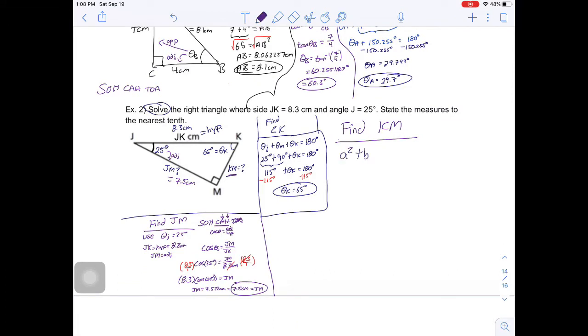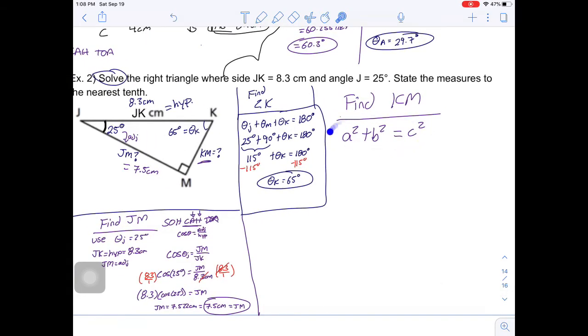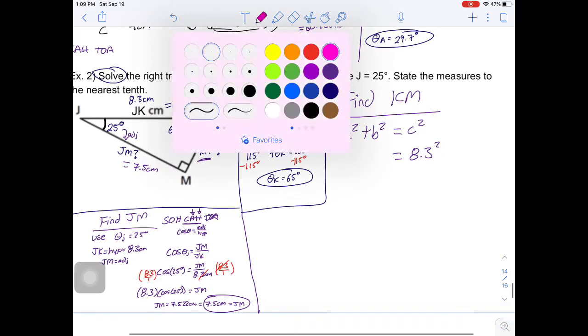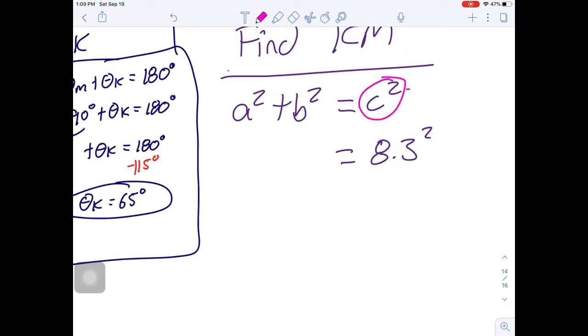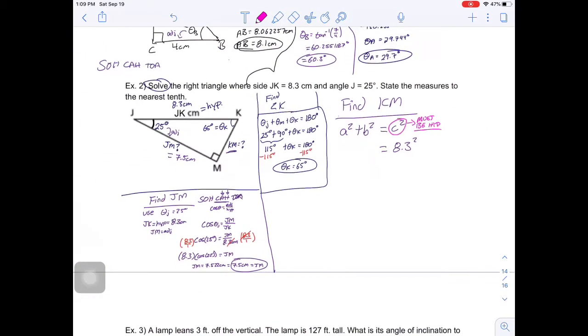So a squared plus b squared equals c squared. Now remember, what's the main important thing about Pythagoras? It's that c has to be your hypotenuse. Okay, a and b can just be the other two, interchanged. So c has to be the hypotenuse. So this is going to be 8.3 squared, and I'm going to put a little reminder here, it needs to be the hypotenuse.